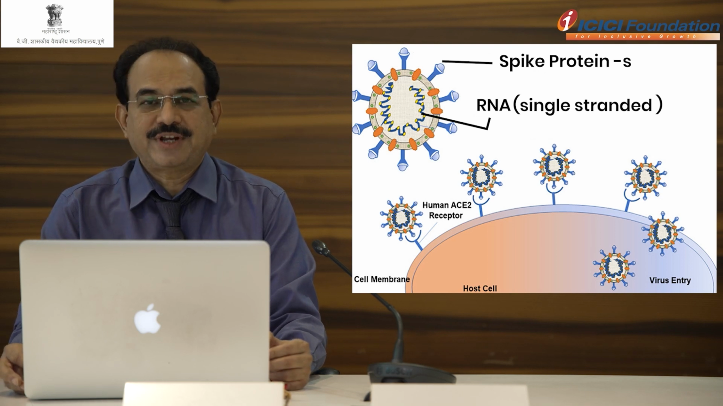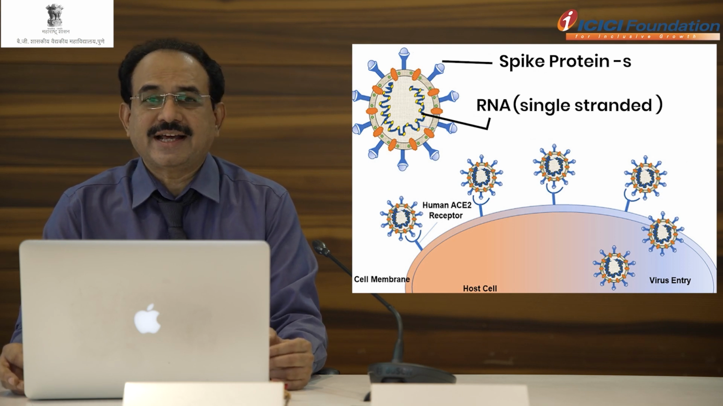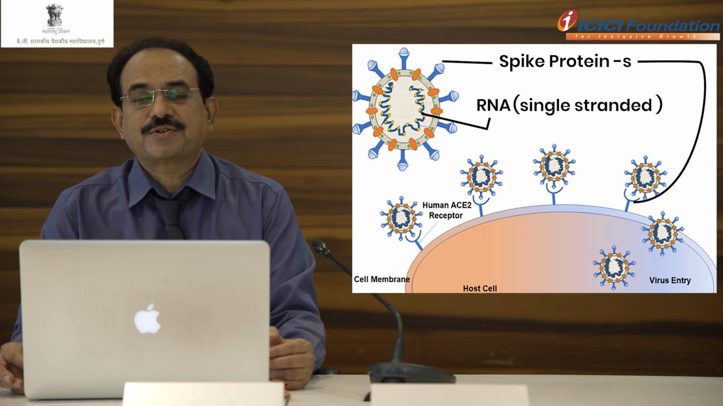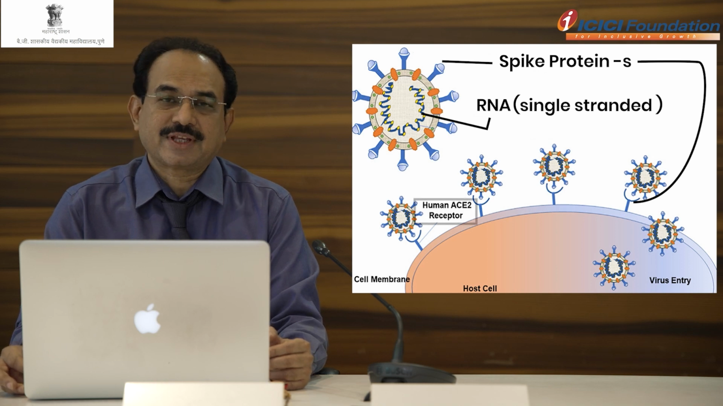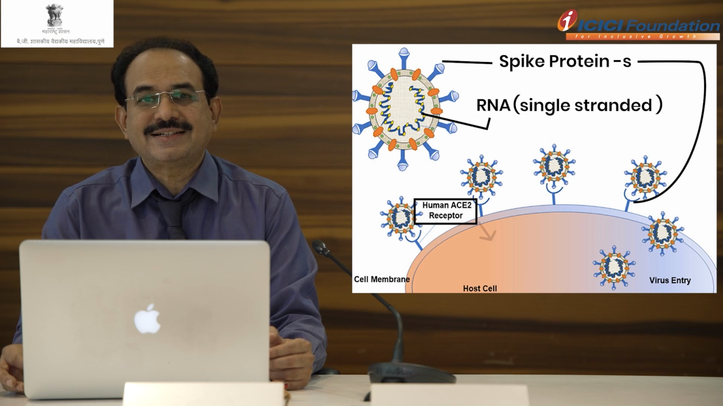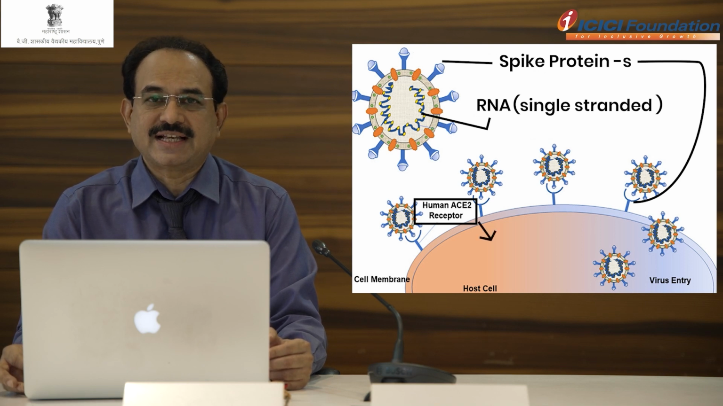This spike protein is very important for the virus. It attaches to another protein which is present on our cells, our respiratory cells, which is called the ACE2 receptor. So the S protein binds to the ACE2 receptor, and that is its gateway to go inside our cells.